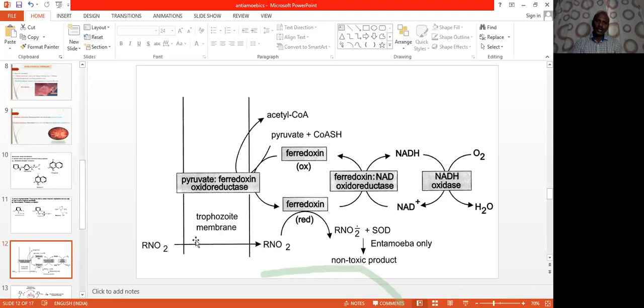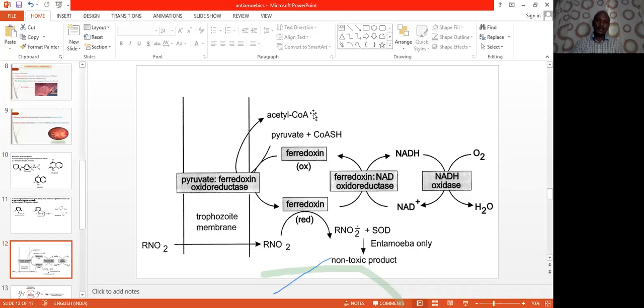Okay, now what we are giving is metronidazole. If you see metronidazole, it is having a nitro group. Okay, so this nitro group crosses through the trophozoite membrane, and then this reduced form, the pyridoxine reduced form, converts this nitro form into a radical form, and this radical form releases superoxide. And here, don't write it down, superoxide will be released.